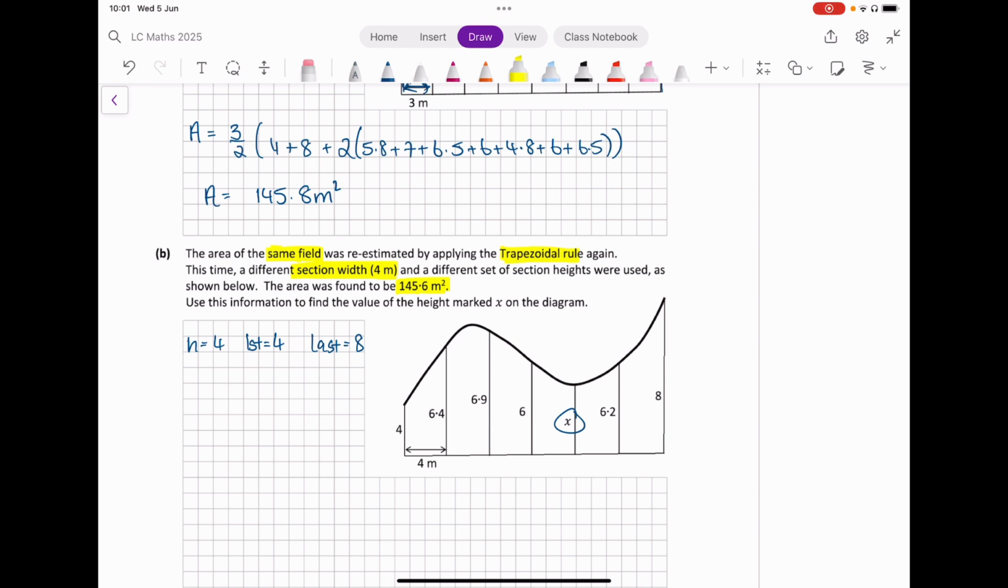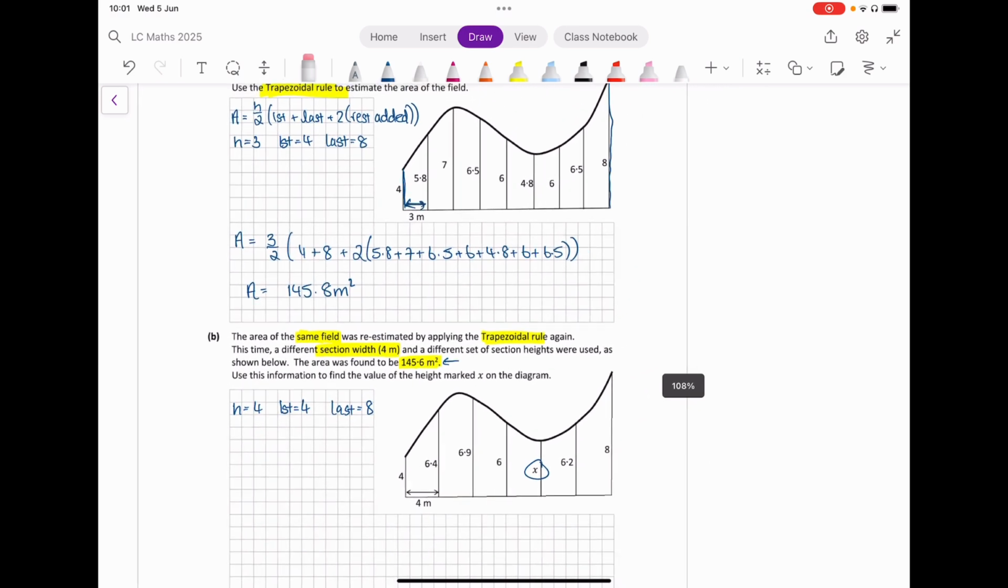Yeah, same area, or a similar area. You'll notice there that that's slightly different. And the reason it's slightly different is that we get more accurate the smaller our intervals are going to be, or the more intervals that are there.